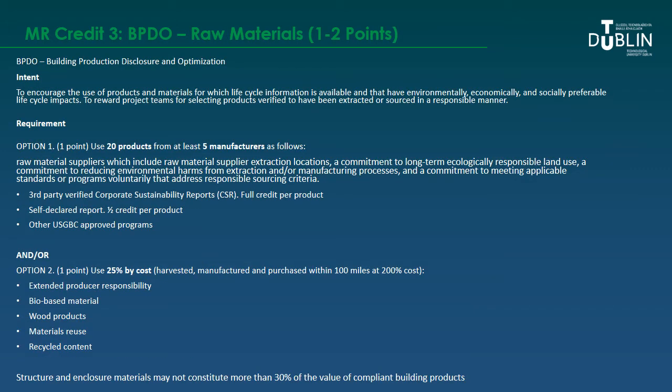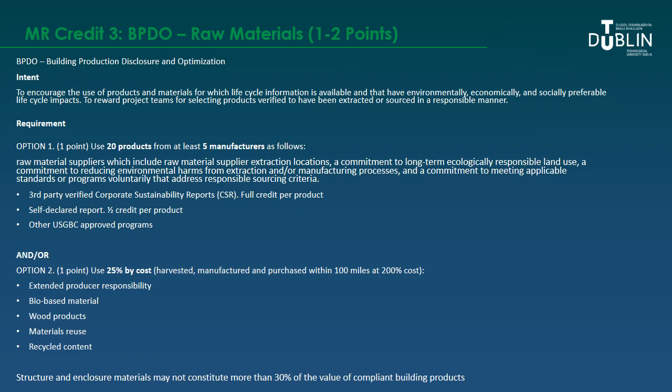The third credit is looking at the raw materials. I'm sorry, it was worth saying that the previous one, this one, and the fourth credit all come under building product disclosure and optimization. So they all come under that BPDO heading, and they all follow these 2 options, where one is about disclosure and the second is about optimization. So this one is looking at the raw materials that go into the products.